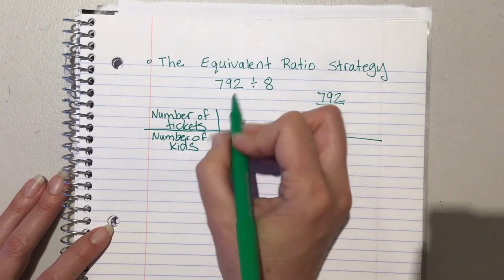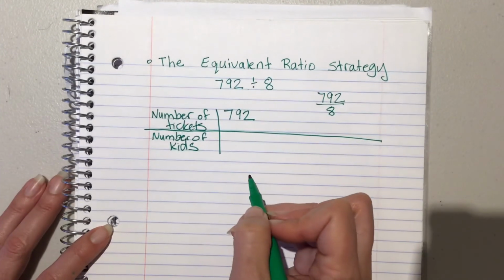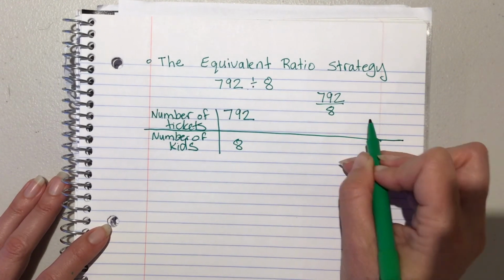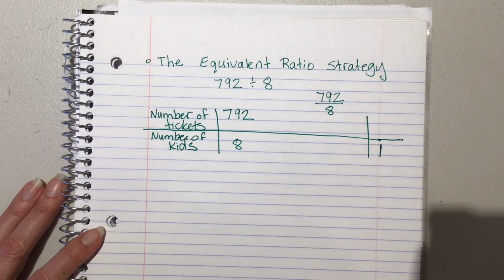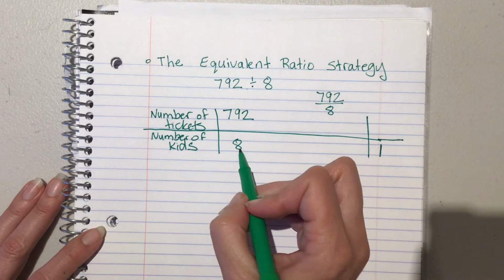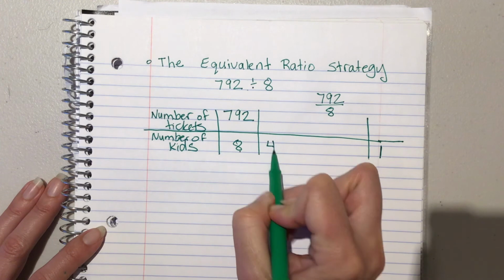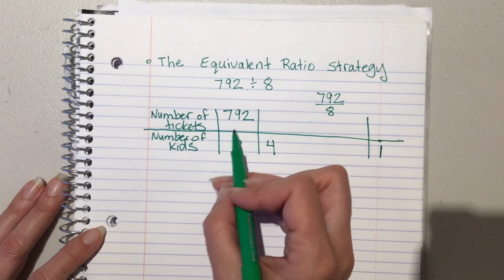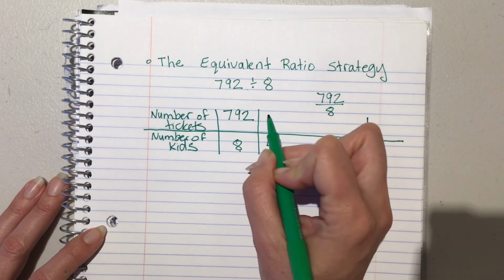So we know in all they sold 792, and there were 8 kids. But we want to know if 1 kid sold them. I know you already know the answer, but we're going to do this work to show you. So what I'm going to do is I'm going to take this 8 and I'm going to half it. Half of 8 is 4. So I'm going to do the same thing to up here. Half of 792. I've already done that work, and I got 396.